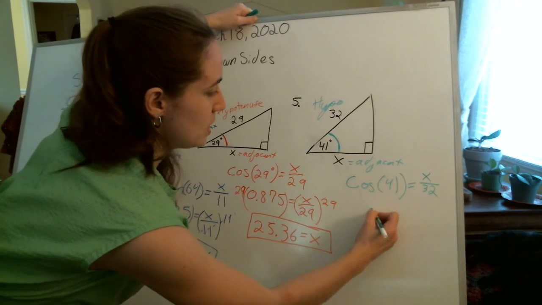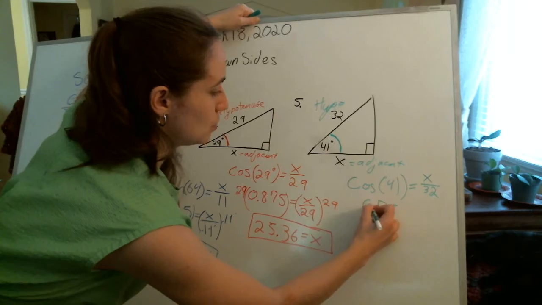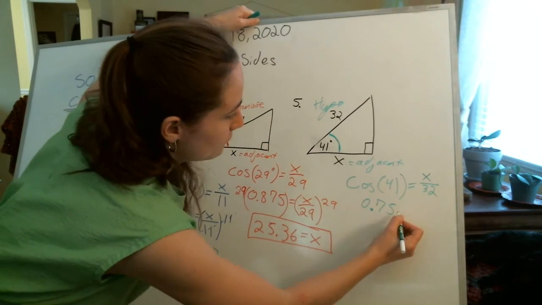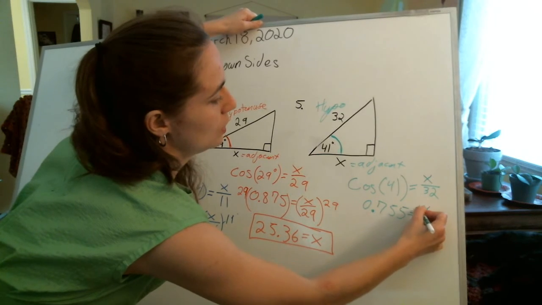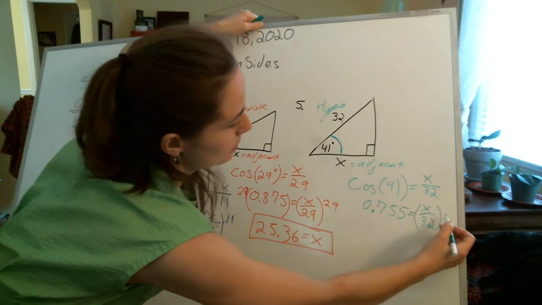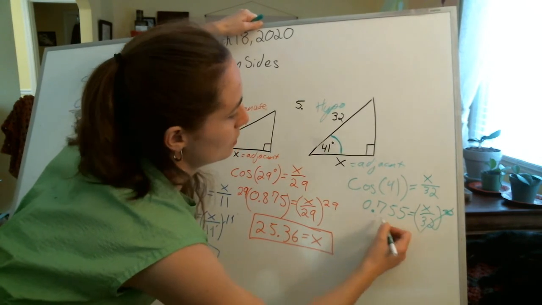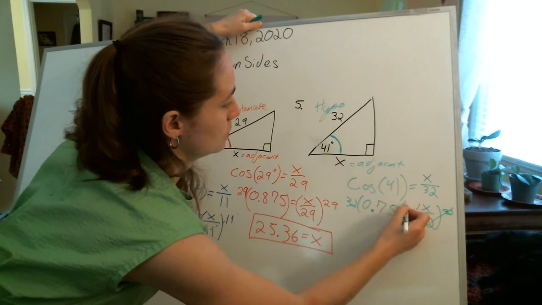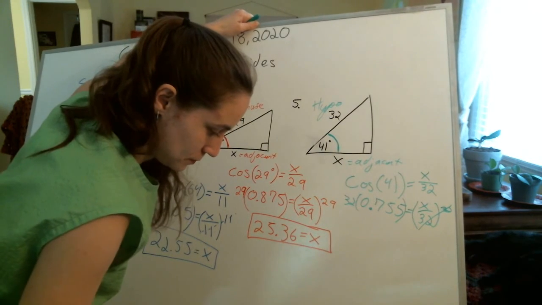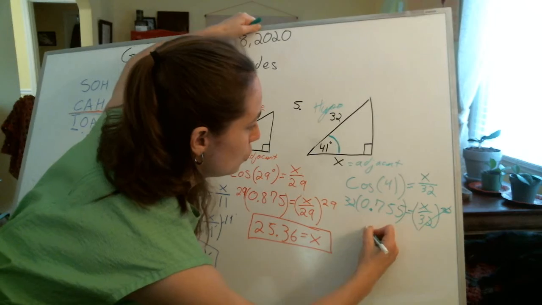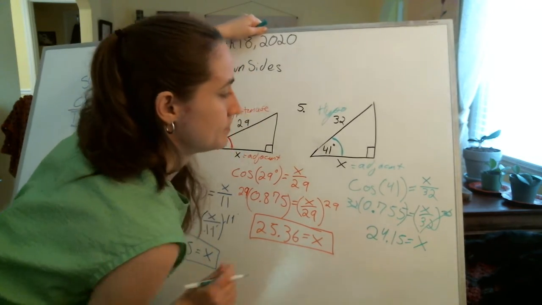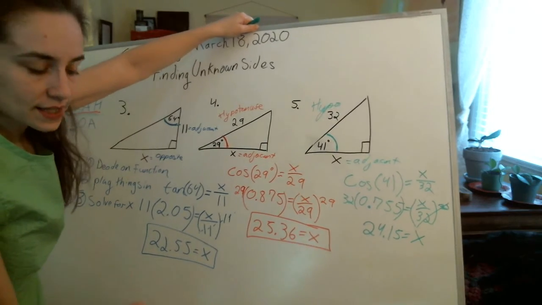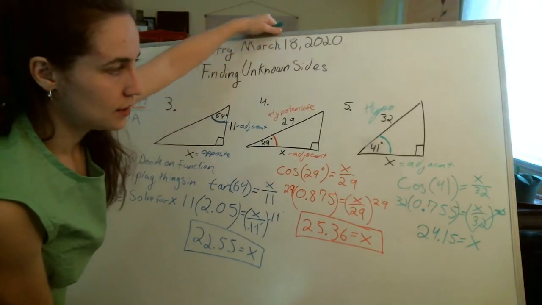Get 0.755 equals x over 32. Multiply both sides by 32, and we get 24.15 equals x. All right, and that's how you do these problems.